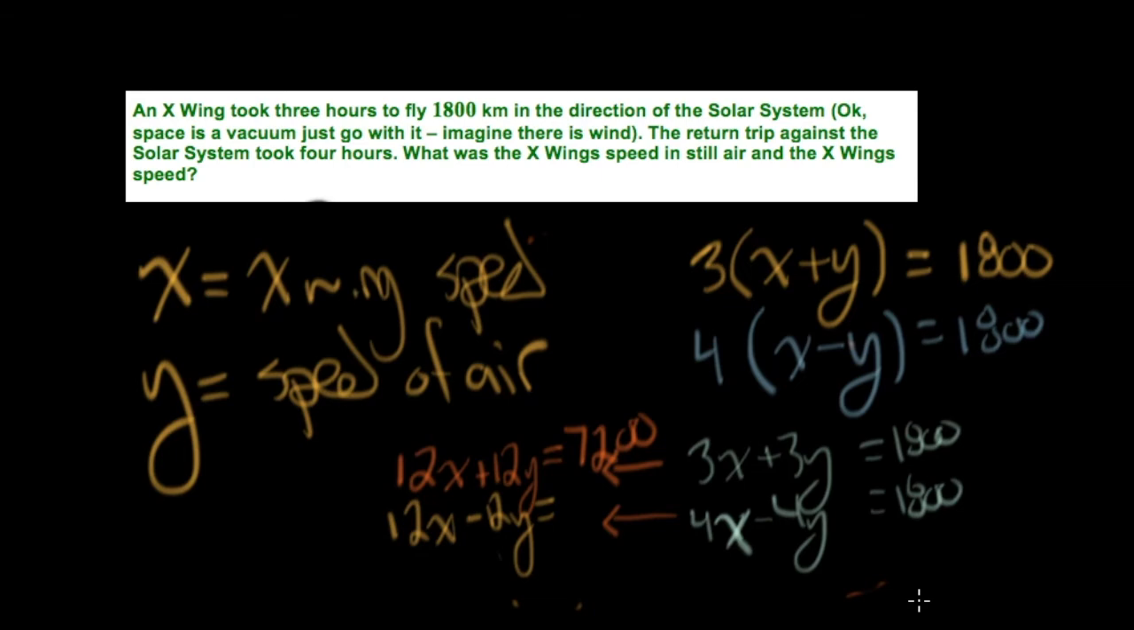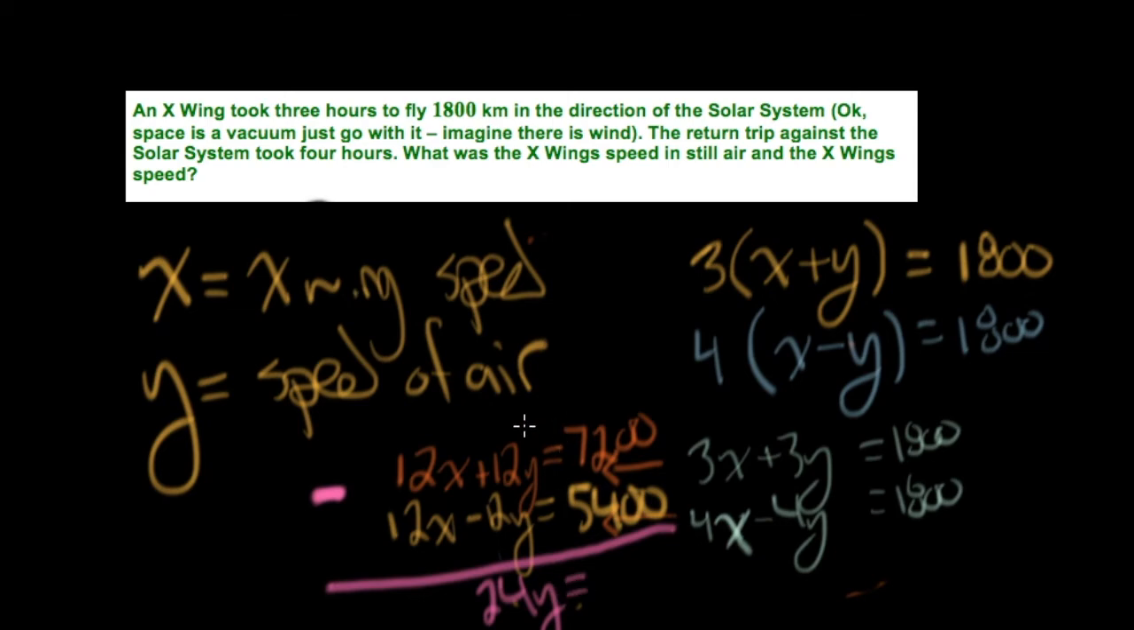But I always like to make sure. Oh, no, it's going to be 5,400. There you go. Okay. Perfect. Let's eliminate this by subtracting. So 12 minus 12, the x's are gone. 12 minus minus 12, ooh, tricky. That's going to be 24y. And I'm subtracting, so 7,200 minus 5,400, and I'm going to get 1,800.